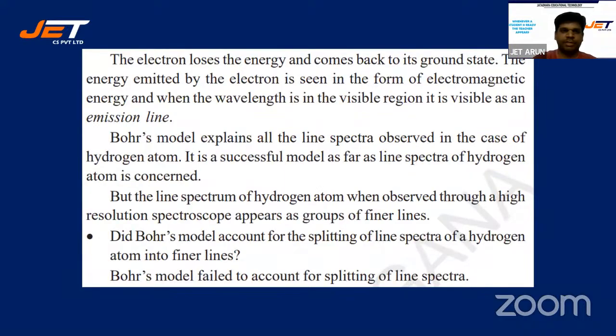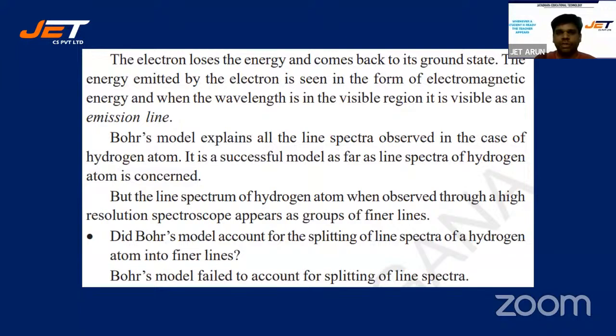All right, let's look at this paragraph. It talks about the emission line and the absorption spectra and emission spectra. The electron loses the energy and comes back to its ground state. The energy emitted by the electron is seen in the form of electromagnetic energy. When it goes from excited to ground state, it emits energy. And when the wavelength is in the visible region, it is visible and is called an emission line. Energy in the visible region is called an emission line, students.